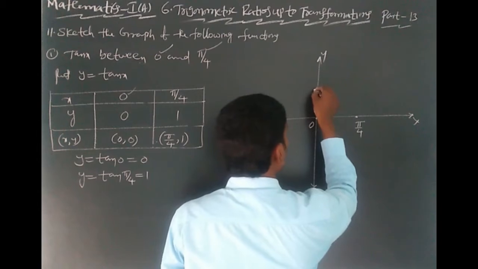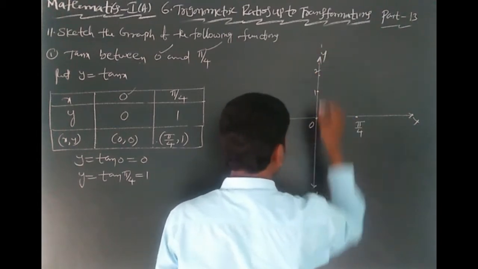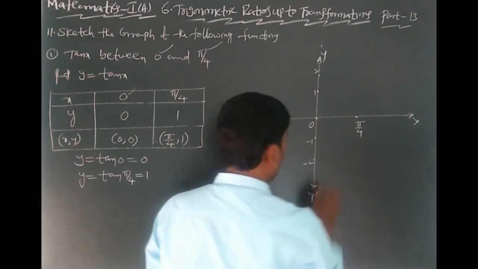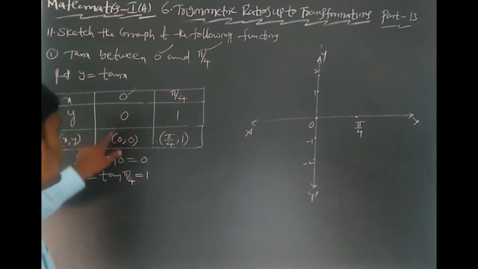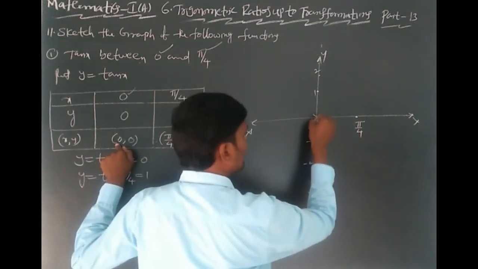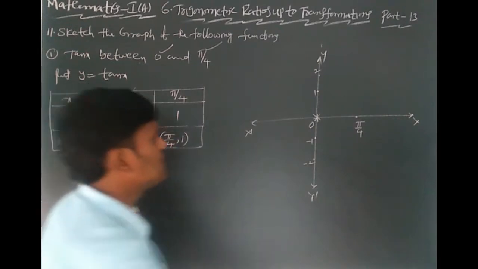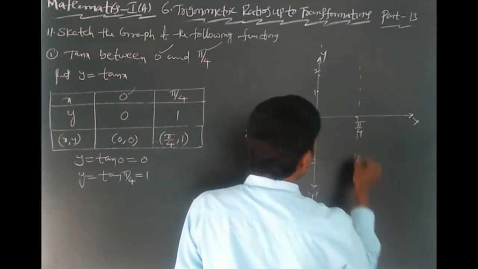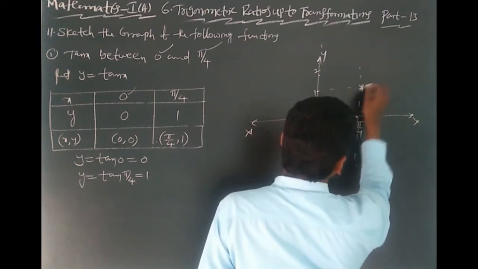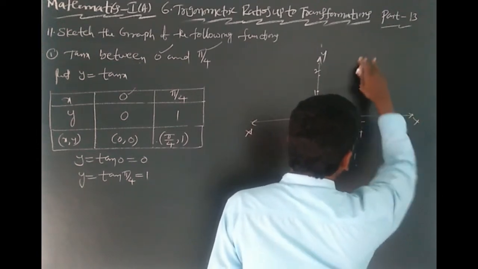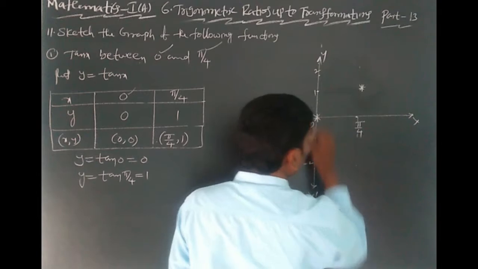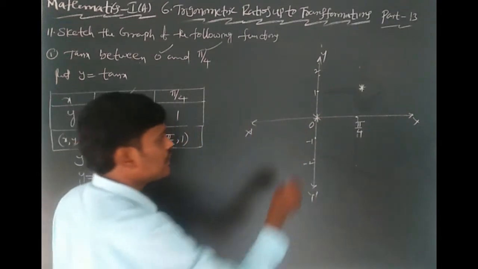What is here? 1, 2, and so on, minus 1, minus 2. First of all, what is 0, 0? Nothing but the origin. Then pi by 4, 1: this one is pi by 4 and this one is 1. This is the point of intersection of pi by 4, 1. You can locate this point.